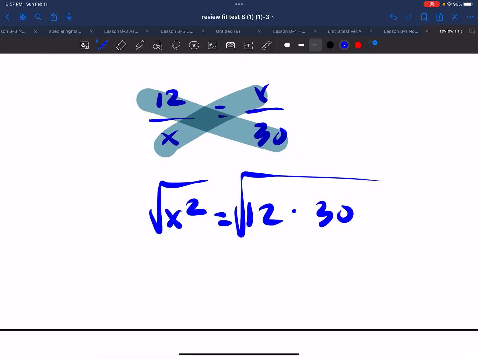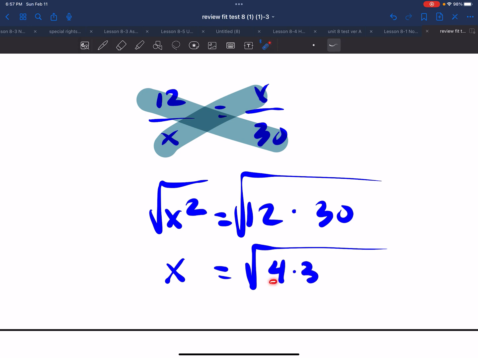So take the square root of x squared. That's x. That's equal to the square root of 12 times 30. I'm going to break that down. 12 is 4 times 3, where 4 is a perfect square. That's awesome. Then you have this 30, which is 10 times 3. That's great. 10 times 3 is 30.